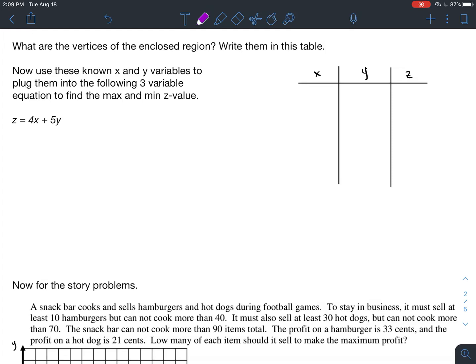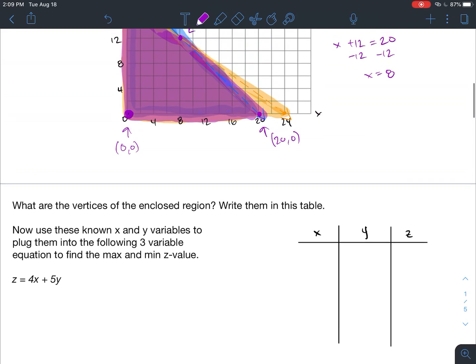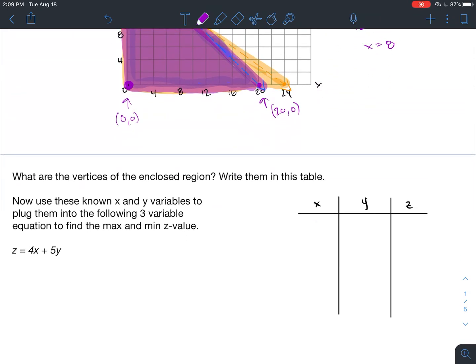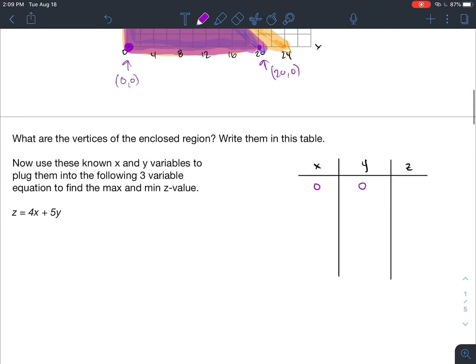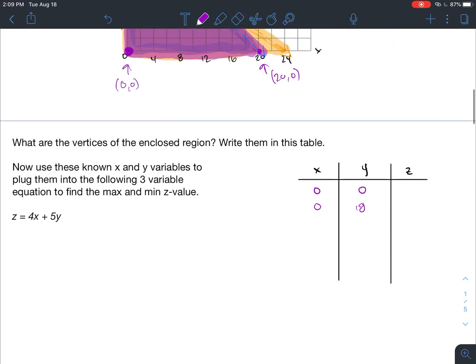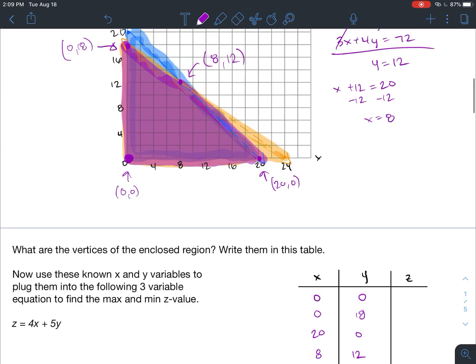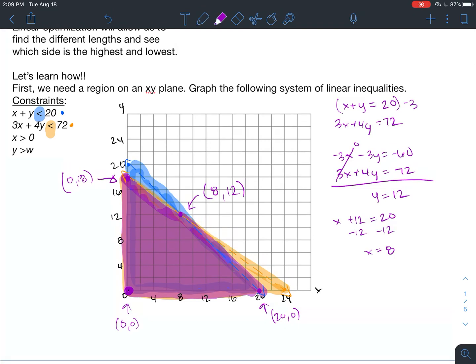So what are the vertices of the enclosed region? Let's write them in this table. Well, we had 0 and 0. We had 0 and 18. There was 20 and 0. And 8 and 12. So we used the constraints right here, and then we went ahead and graphed those inequalities.